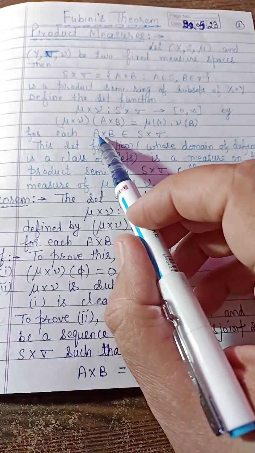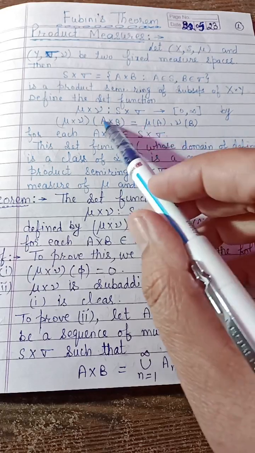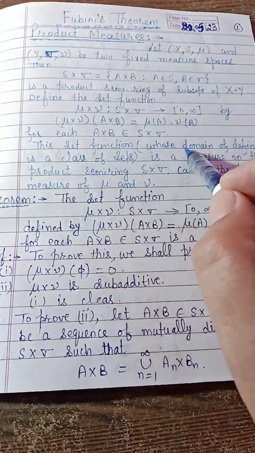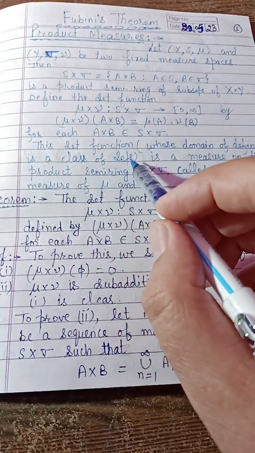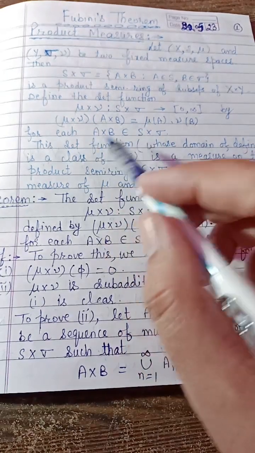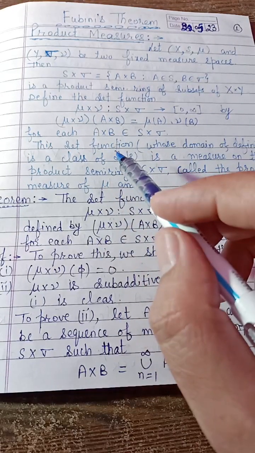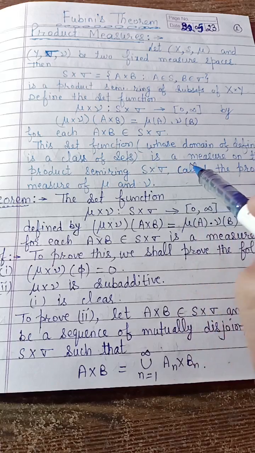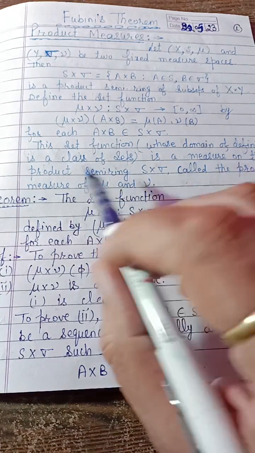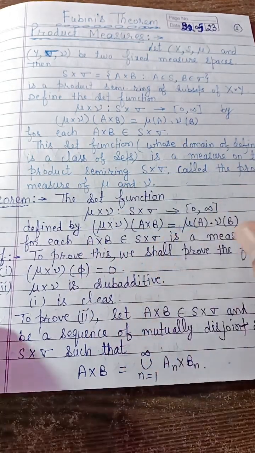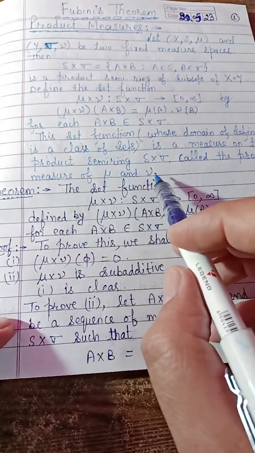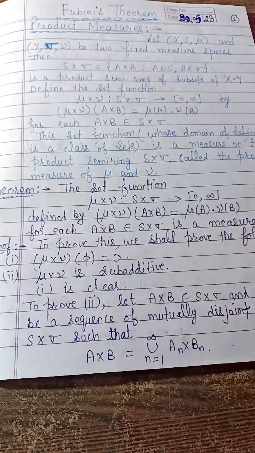Here A cross B belongs to S cross sigma. I told you that a set function is a function whose domain of definition is a class of sets. I have discussed this set function in one of my videos, so you can watch that video. This set function mu cross nu is a measure on the product semi-ring S cross sigma, and this is what is called the product measure of mu and nu.